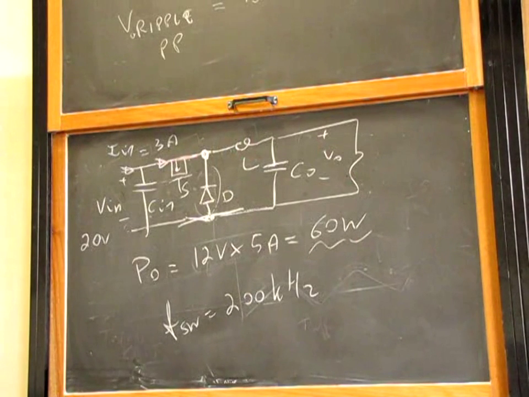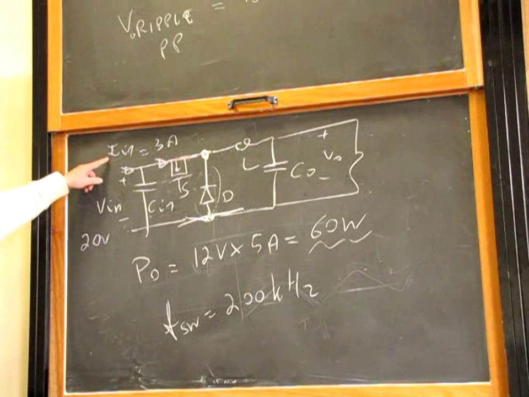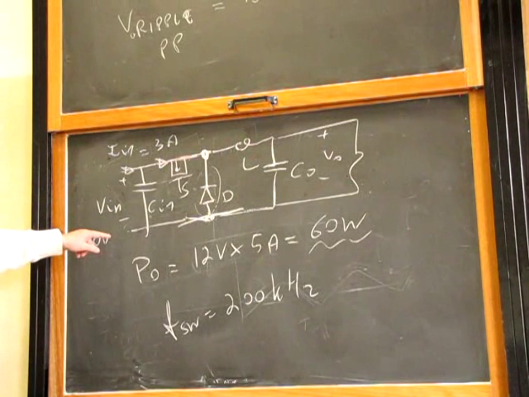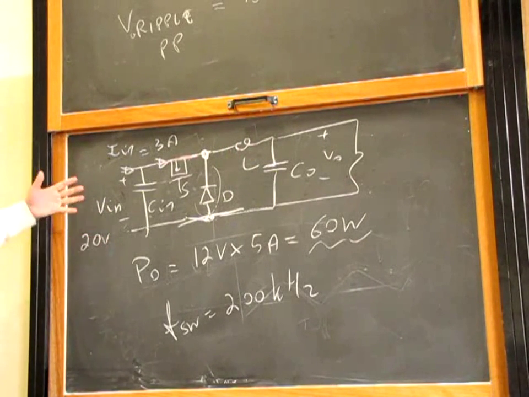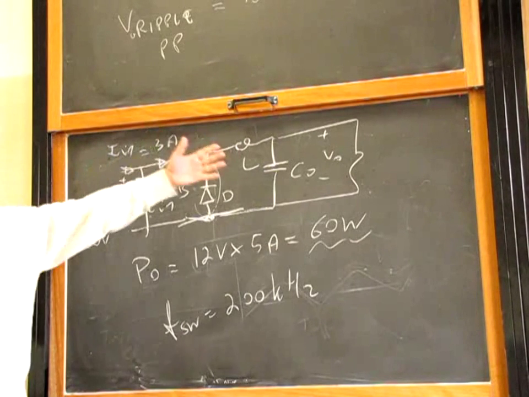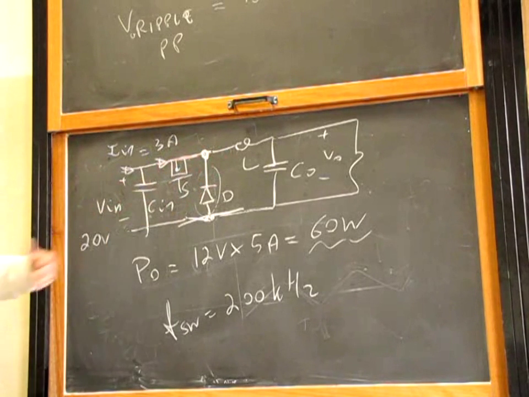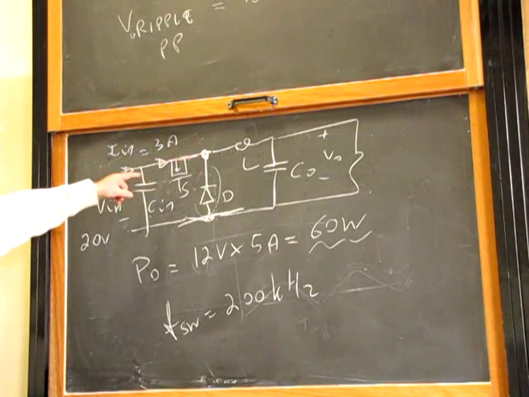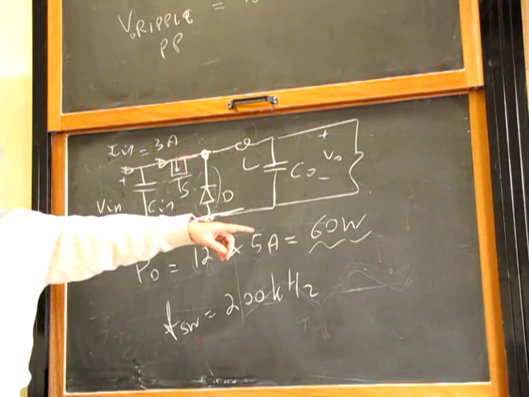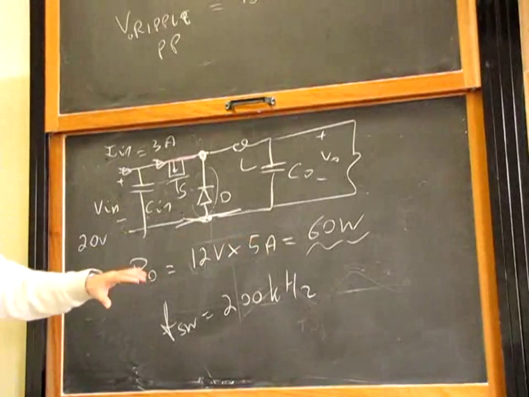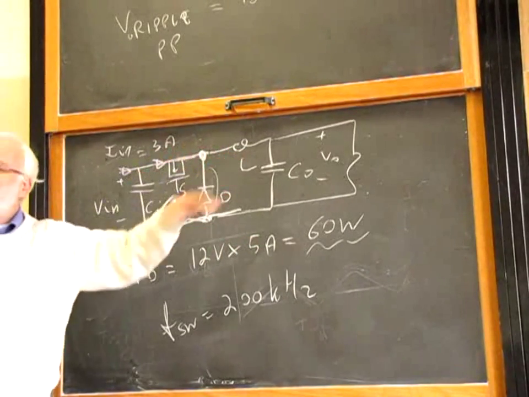Is it possible that I get 60 watts here at the input? No way. It's impossible to have 60 watts at the input and 60 watts at the output because the efficiency is not 100%. Input power will be a little bit larger than 60 watts, because the actual duty cycle will be a little bit larger than 0.6. But as long as these two numbers are very similar, I am fine.